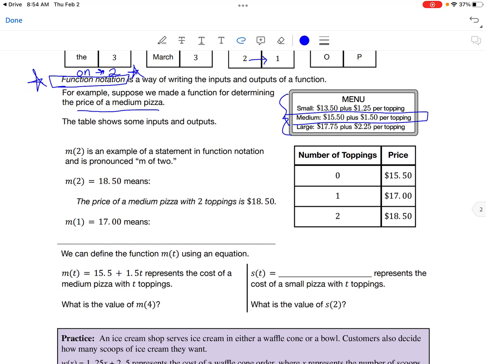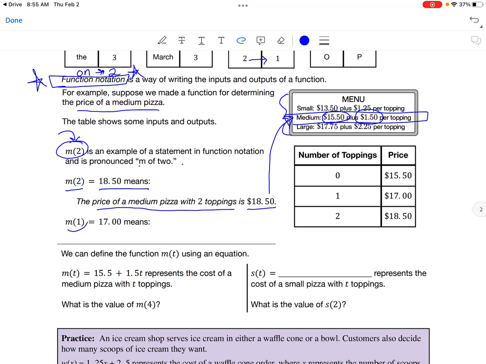And so we could say, we're going to call it the function m. And this notation, if we say m parentheses 2, we pronounce it m of 2. What that means is that that's the price when we put 2 toppings on this pizza. So we could say m of 2 equals $18.50. And that means that the price of a medium pizza with 2 toppings is $18.50, which makes sense, right? Because we're taking $15.50 plus adding $1.50 twice for the 2 toppings.